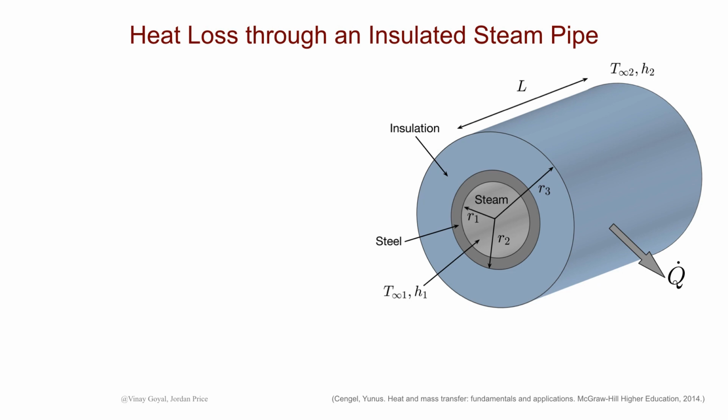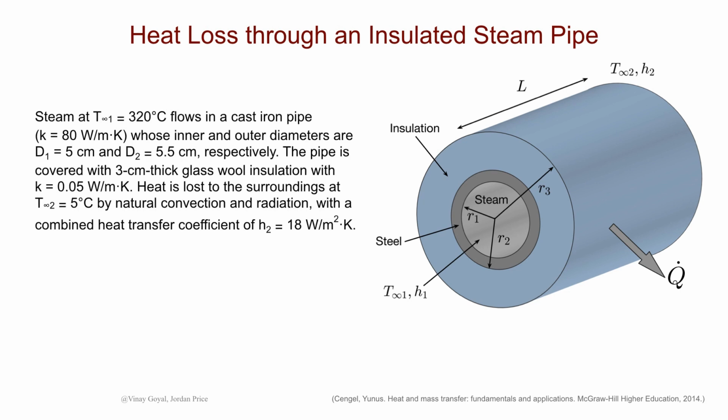The steam has a temperature of 320 degrees Celsius, and the temperature of the surrounding environment is 5 degrees Celsius. The conductivities of the pipe and insulation are 80 watts per meter Kelvin and 0.05 watts per meter Kelvin, respectively. Additionally, the heat transfer coefficients are 60 and 18 watts per meter squared Kelvin for the pipe and insulation.